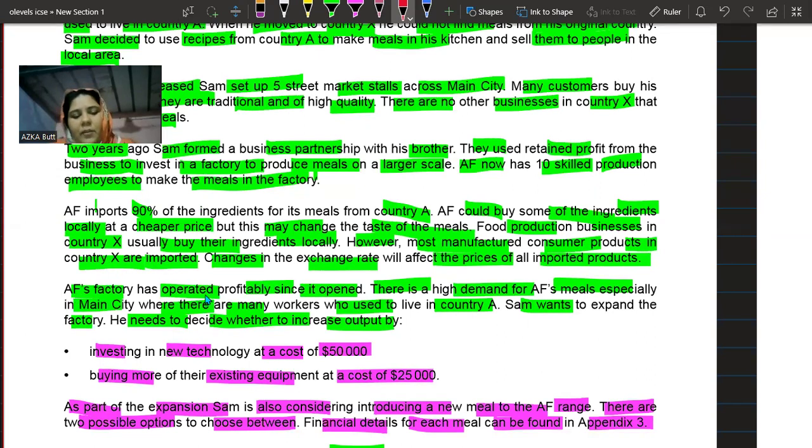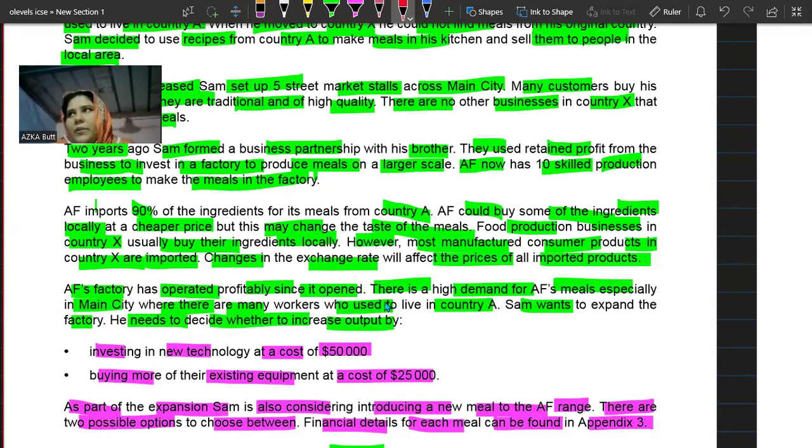AF's factory has operated profitably since it opened. There is a high demand for AF's meal, especially in the main city where there are many workers who used to live in country A. Okay, so it means that they already have their target market. The people who are working in the country, they were living in country A, but now they have shifted to country X. So Sam wants to expand the factory. So the people who were purchasing their meals are mostly from country A.